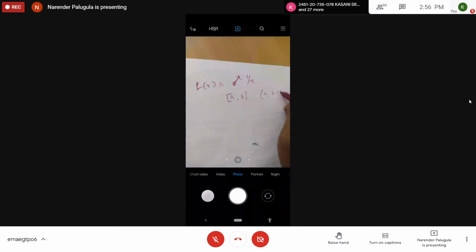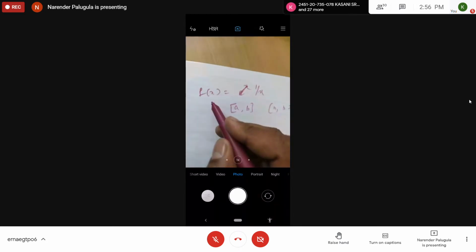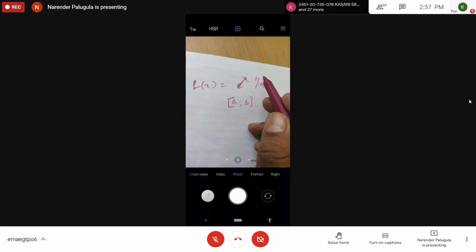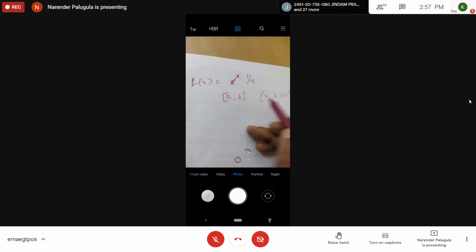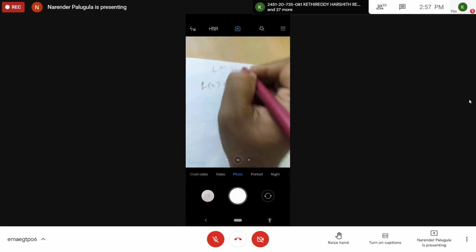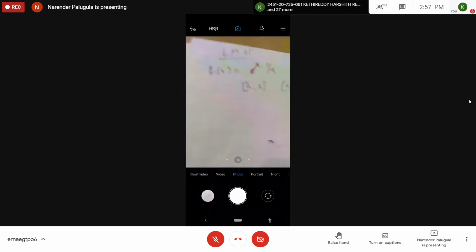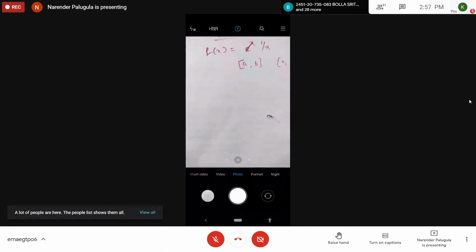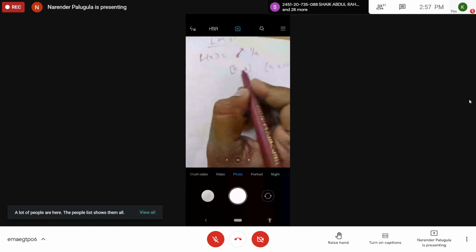Okay, now the question is: verify Lagrange's mean value theorem on the function f of x is equal to 1 by x on the interval a b, where a and b both are positive numbers. These are LMVT function questions. Now according to LMVT, verification of the theorem means we have to verify the conditions and also the conclusion. First let us verify the conditions.